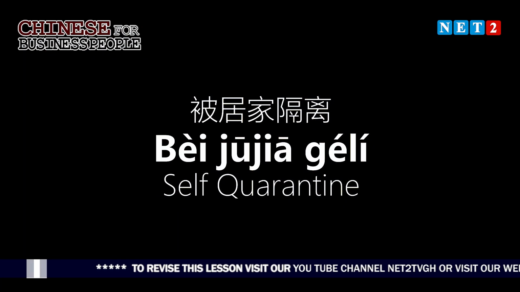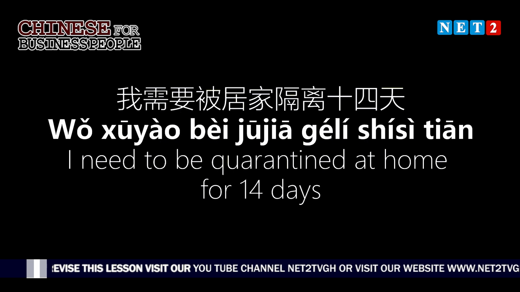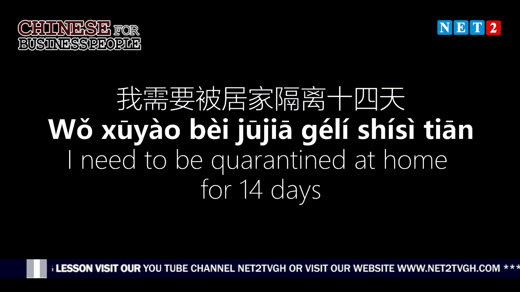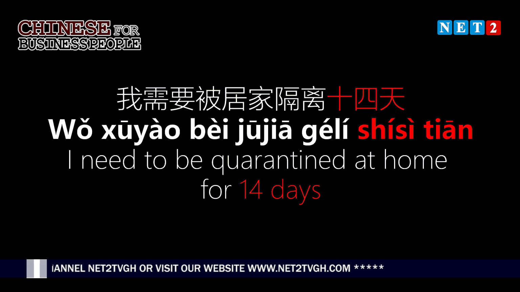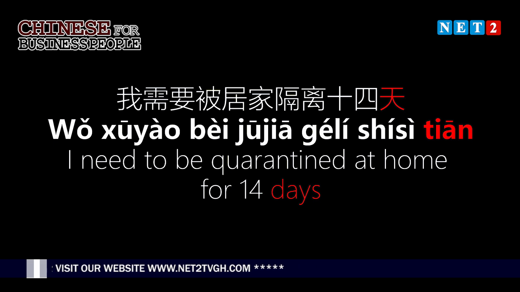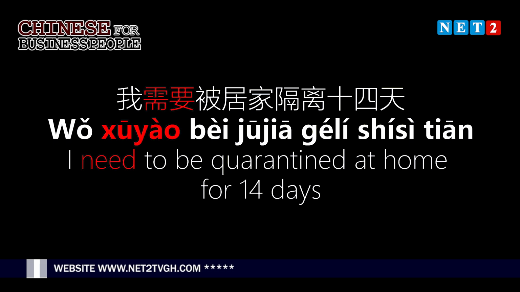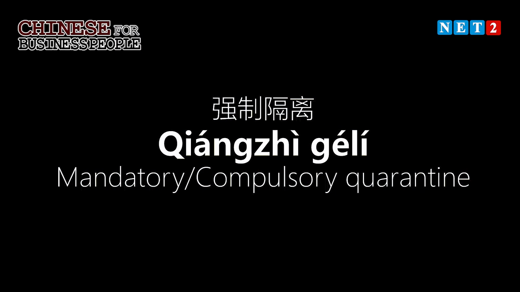Our next phrase is to be put in self-quarantine. 被居家隔离. Our sentence will be, I need to be put in quarantine for 14 days. 我需要被居家隔离14天. And 14天 means 14 days. 14 is 14 and 天 is days. So I need to be put in quarantine for 14 days. 需要 is need. 我需要被居家隔离14天.